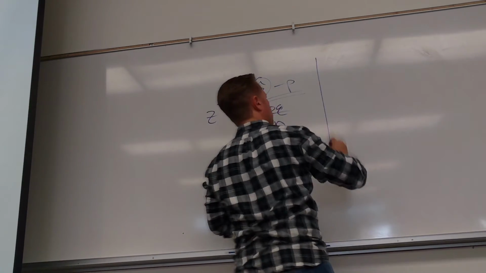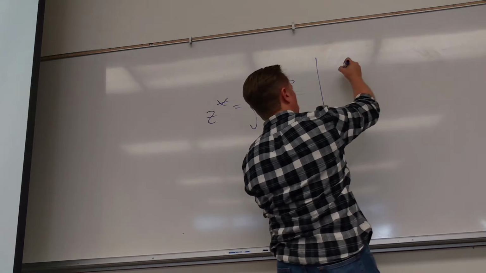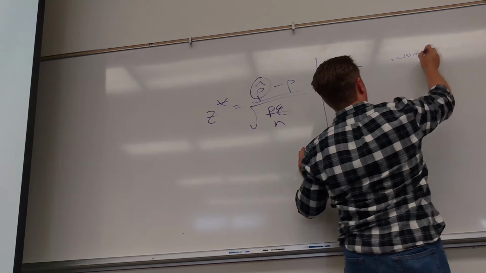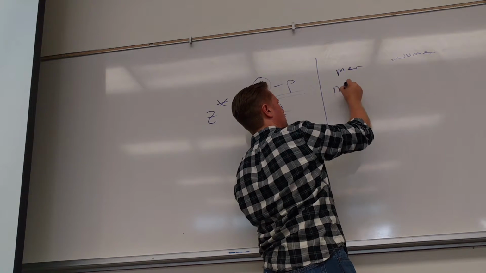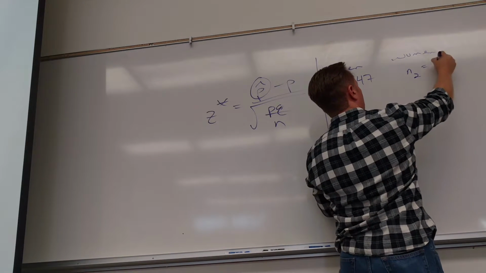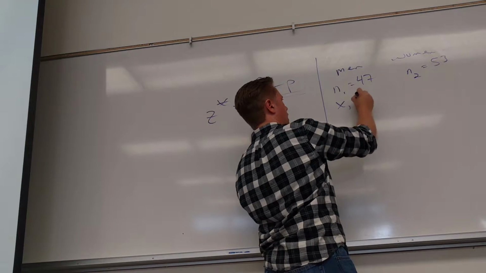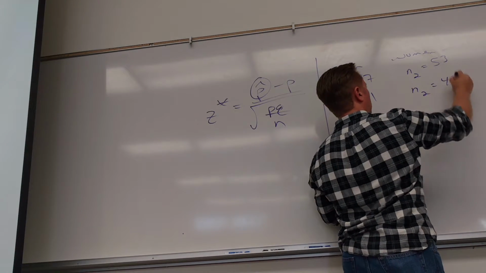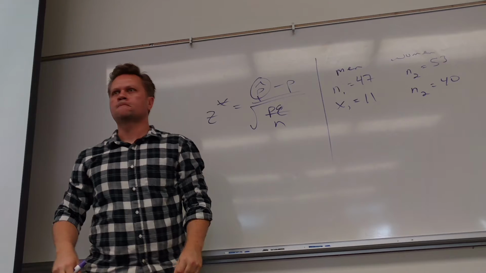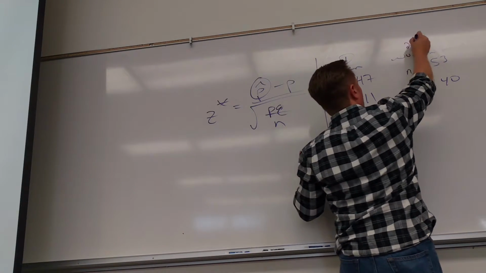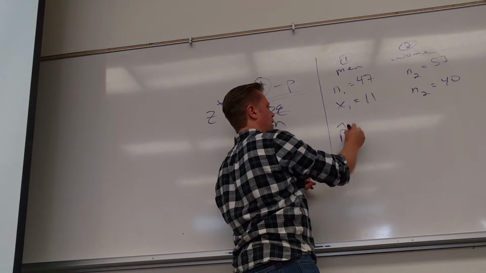So watch this. Let's say that I take two groups. I take a group of men and a group of women. And let's say I take 47 men and I take 53 women, and 11 of the men do something and 40 of the women do something. So calling the men group 1 and the women group 2, what would P hat 1 be?